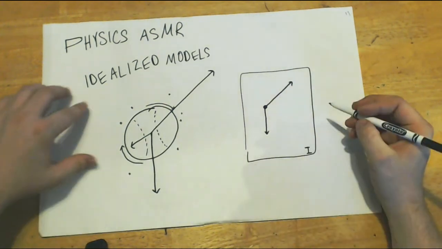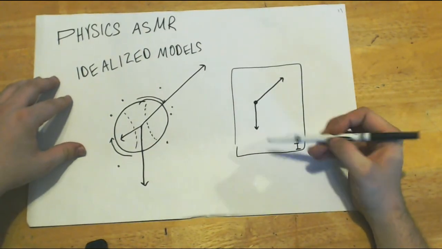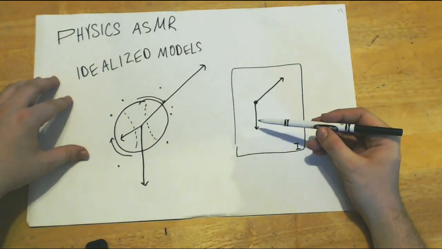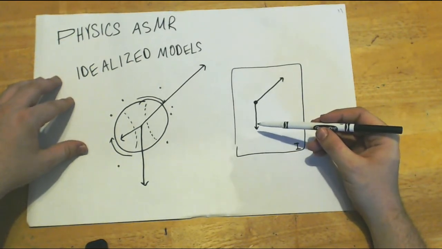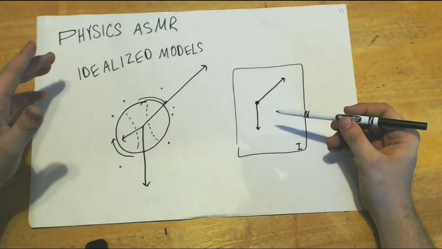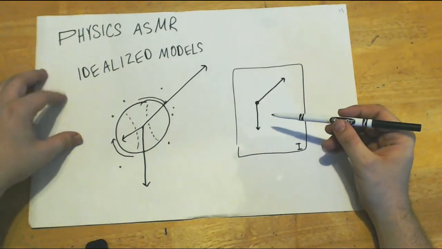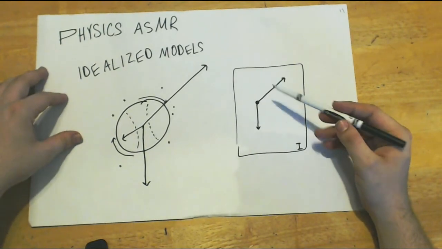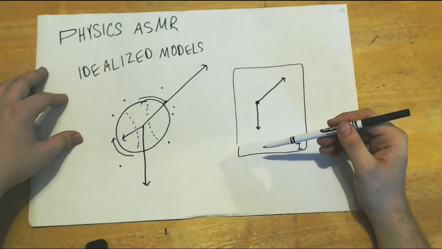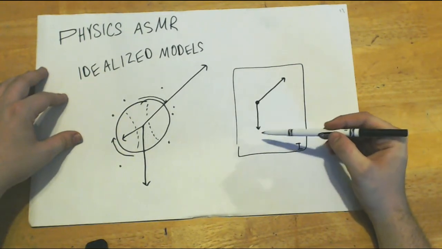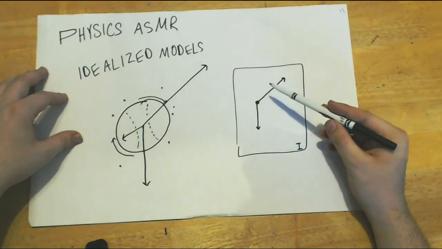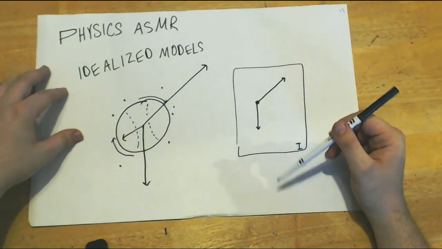The reason that we maintain gravity as one of our considerations is that if we get rid of too much, then our model becomes useless. If we get rid of gravity, then there's really no point in talking about the baseball.